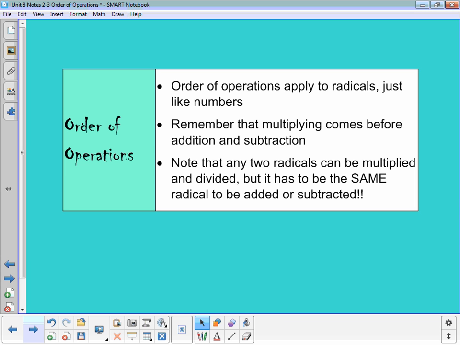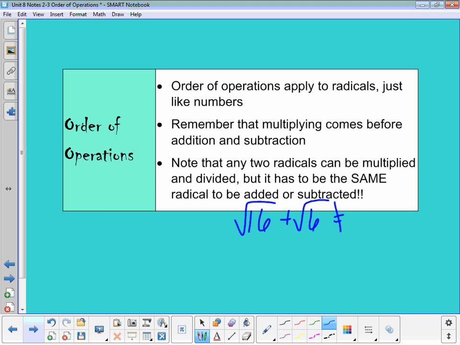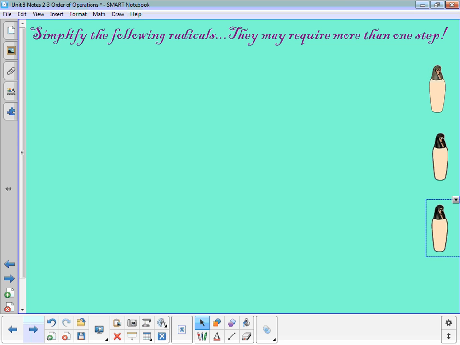Well, the square root of 16 and the square root of 6 are two different radicals. That would be like saying you could take x plus y and make it xy. That doesn't make any sense. So the biggest thing is that if you have two separate radicals, you cannot add them together. This is not a true statement. These two cannot be added together. So really make sure you remember that. Multiplication, yes, you can do that. Addition, not so much.